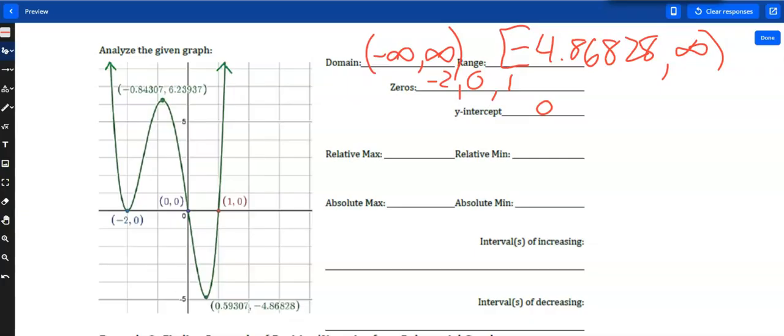So relative max looks like 6.24 at x equals -0.84. And the relative min, 0 at x equals -2.